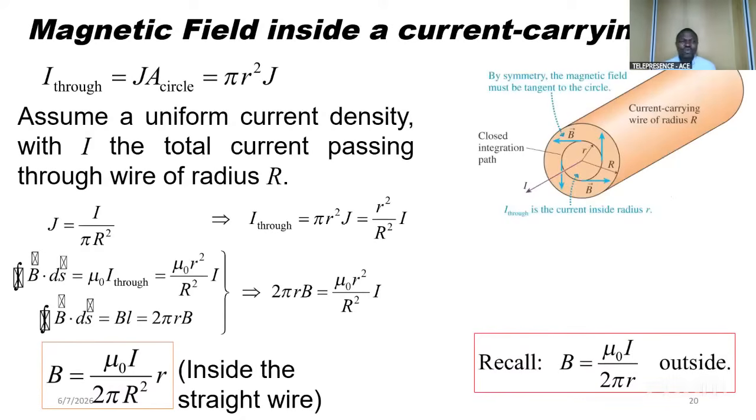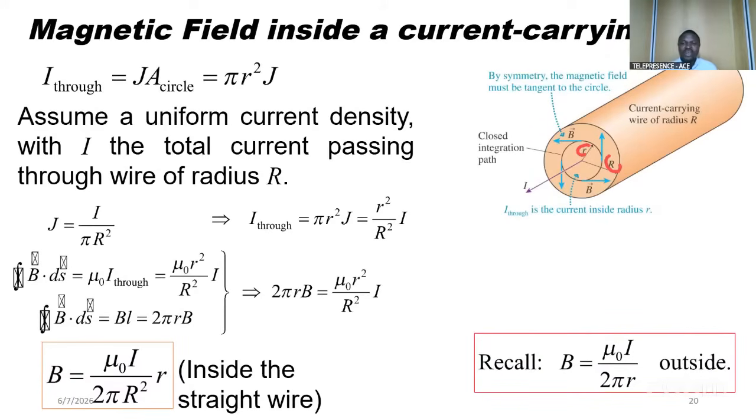Let's assume that we want to determine the magnetic field inside a current carrying wire. The first thing you need to know is that the radius of the whole wire is R, and the radius of the inner part is small r. Remember that in secondary school we learned that current density is equal to the current over the area.